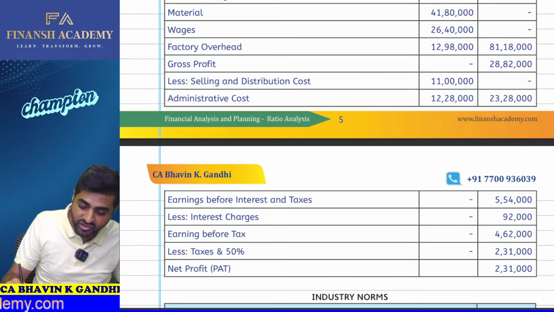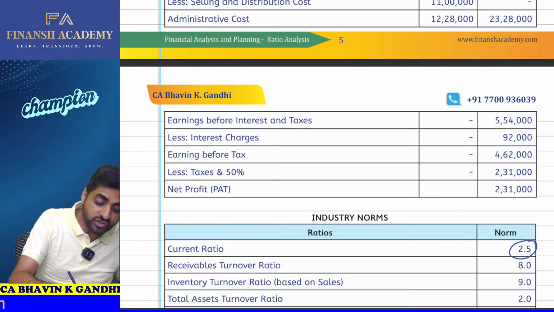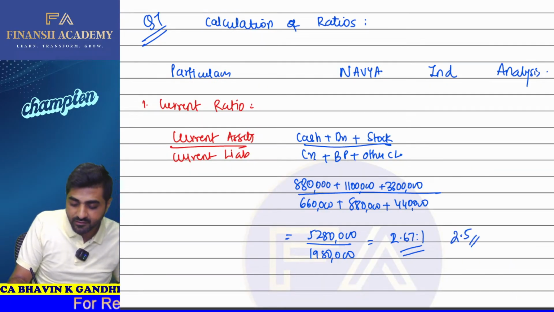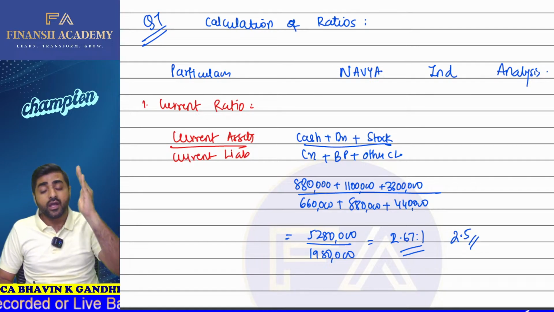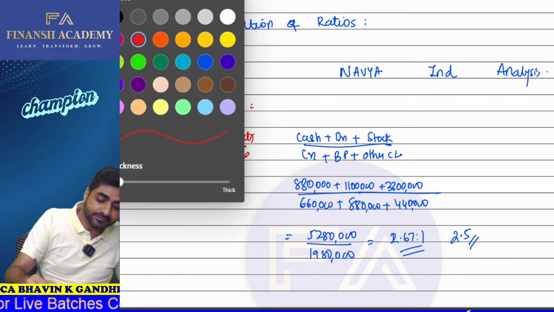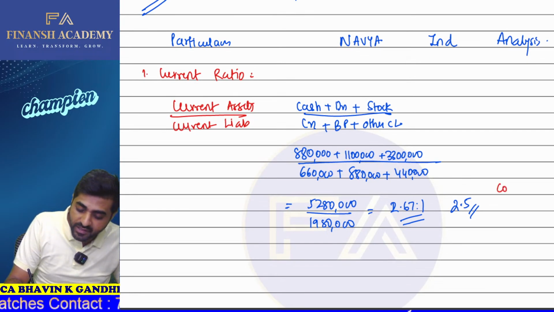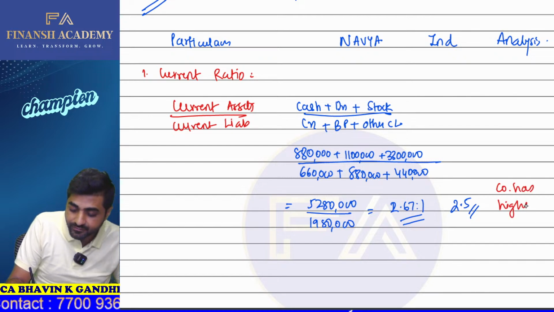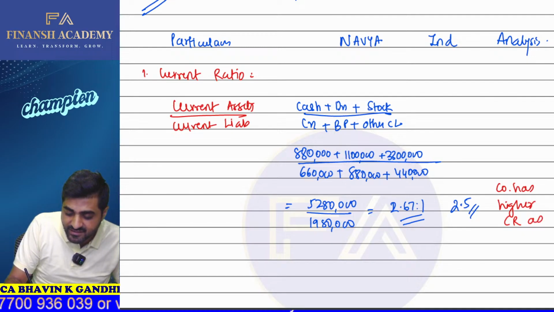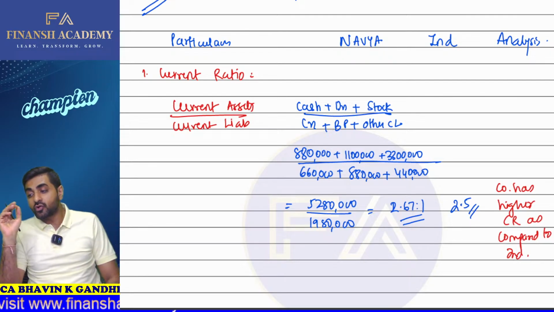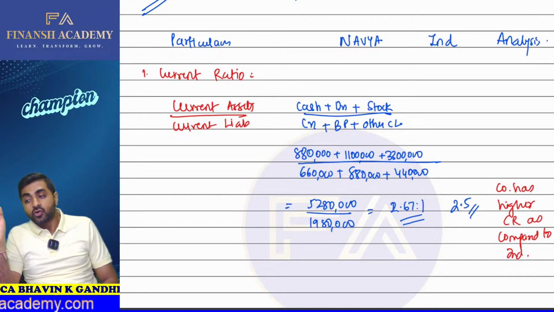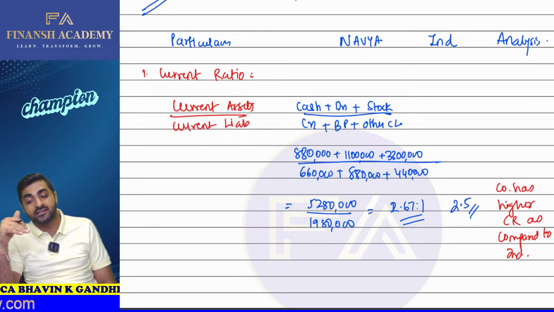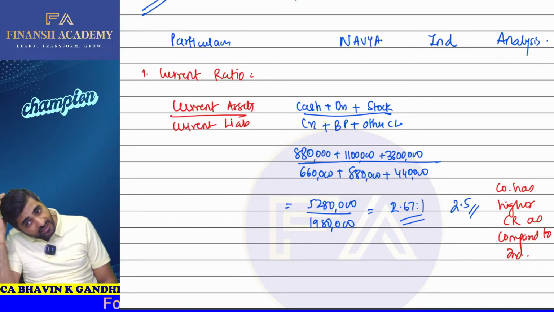And what is the industry average ratio? Your industry average ratio is 2.5. So what does it mean? That the company is having a current ratio which is higher than the industry standard? Come on, yes or no? Yes, sir. So that is going to be our analysis. Company has a higher current ratio as compared to the industry. Very simple logic, beta. 2.67 and then 2.5 times. So company has a higher current ratio as compared to the industry.